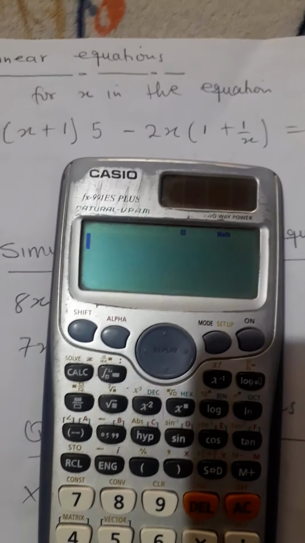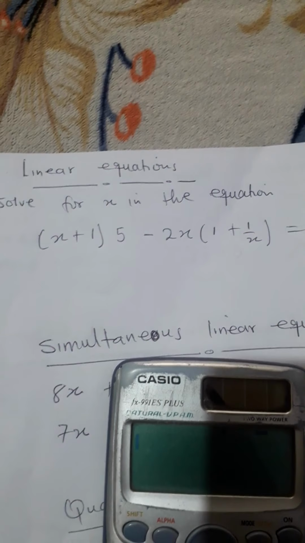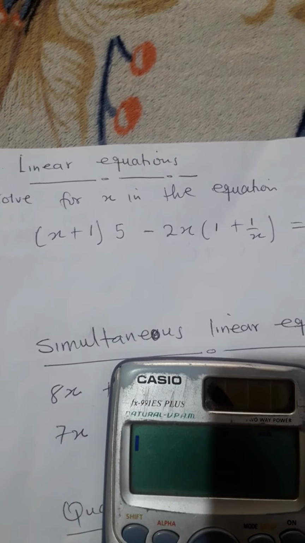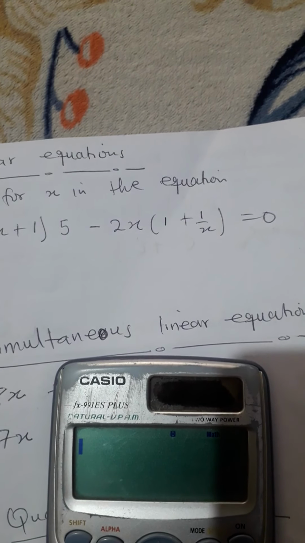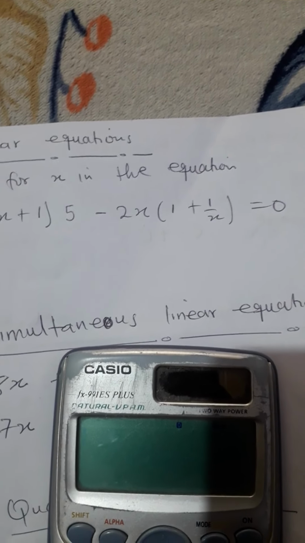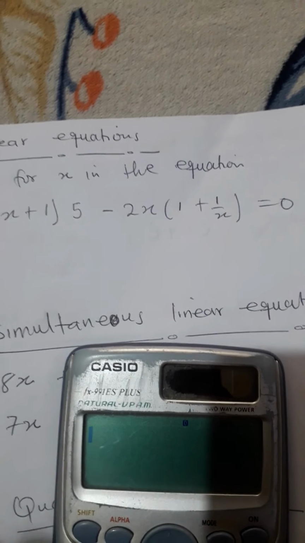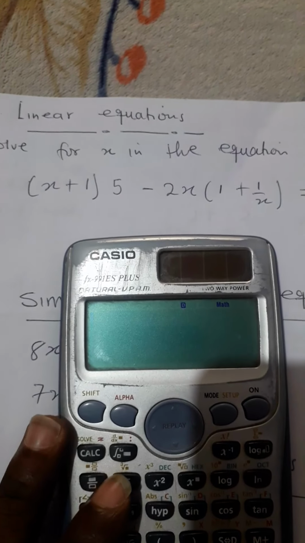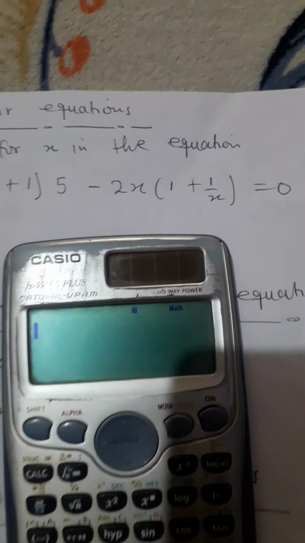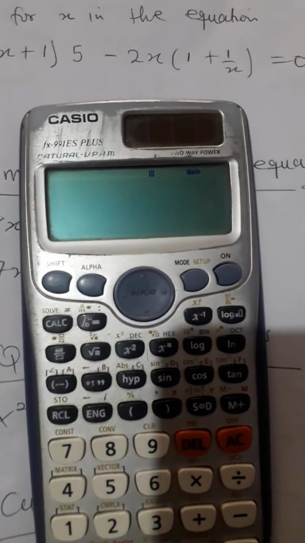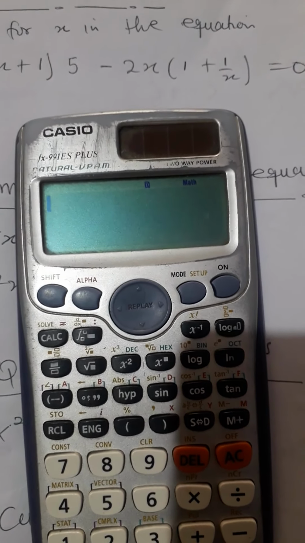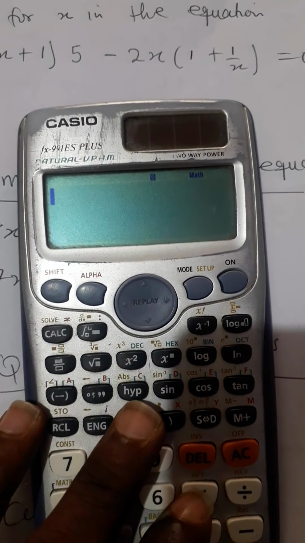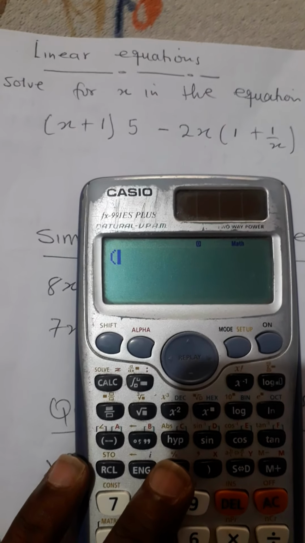So let's see. I have a linear equation to solve here. This is the question: solve for x in the equation (x plus 1) times (5 minus 2x) times (1 plus 1 over x) equals 0. To solve this, I come to my calculator. The first part is the bracket. You go to where the open bracket is and you press it. Then the first thing is x plus 1.